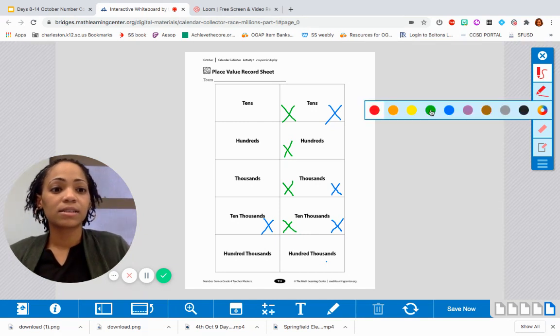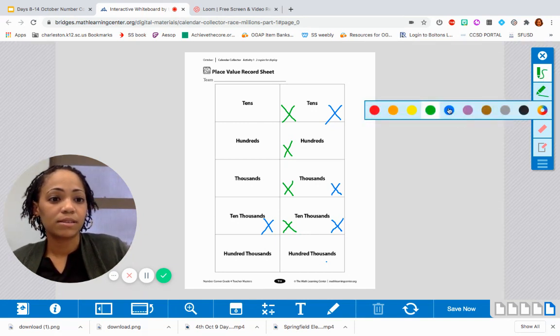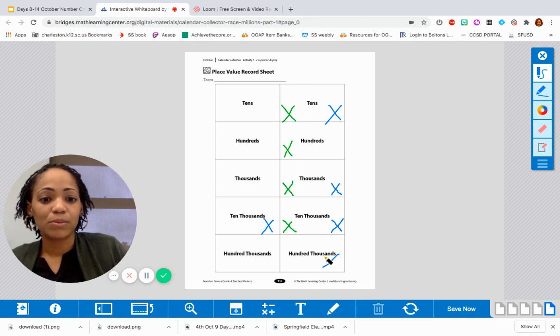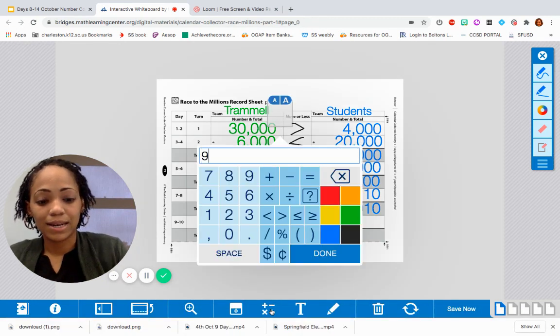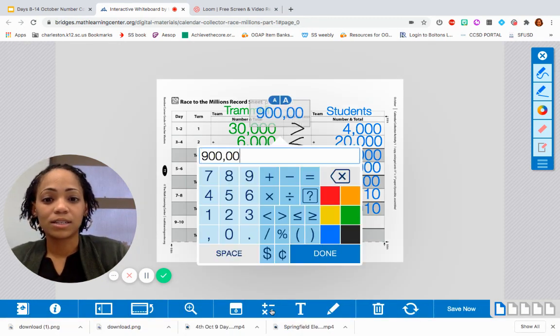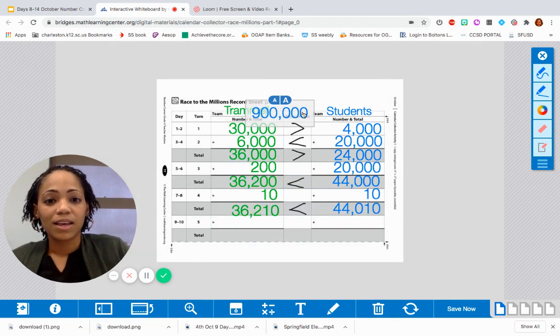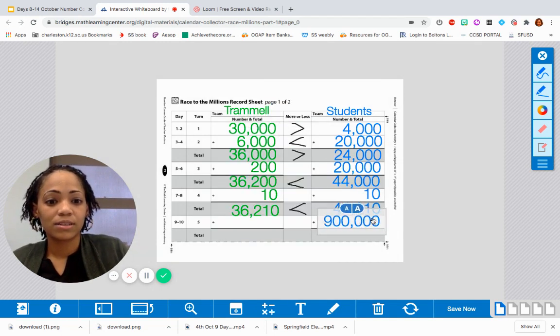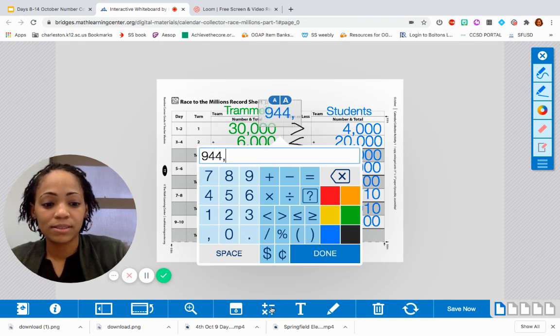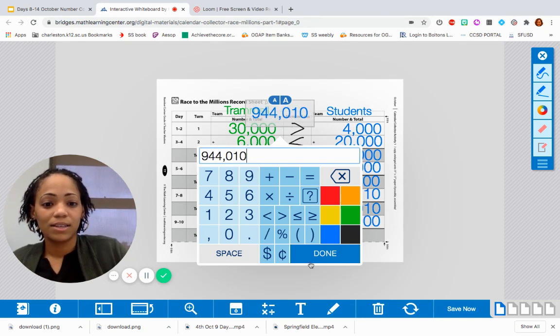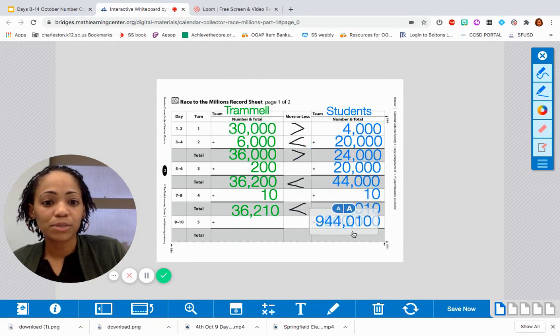Oh my goodness. I cannot believe this. So now we've used up one of our 100,000s place, and we're going to add that to our record here. So we got 900,000. Wow. And we're adding 900,000 to 44,010, which is going to give us, good, 944,010. You got it. So I wonder if Miss Trammell can catch up.